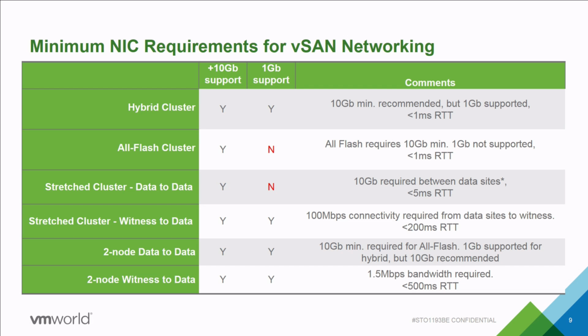And just to make 100% clear, hybrid is where we have a combination of flash and spinning disks in our disk groups. This is somewhat different to the all-flash vSAN, where the cache and capacity is all made up of flash devices. All-flash clusters, we do not support 1 gig. It has to be 10 gig across the board. And similarly with stretch cluster, it has to be 10 gig as well.